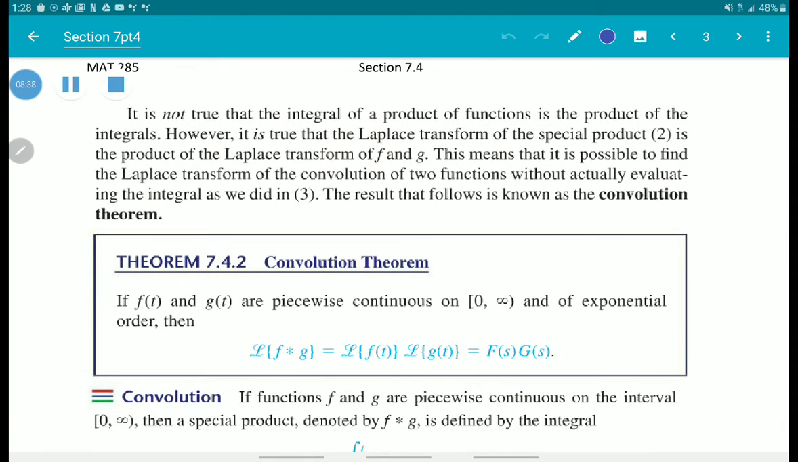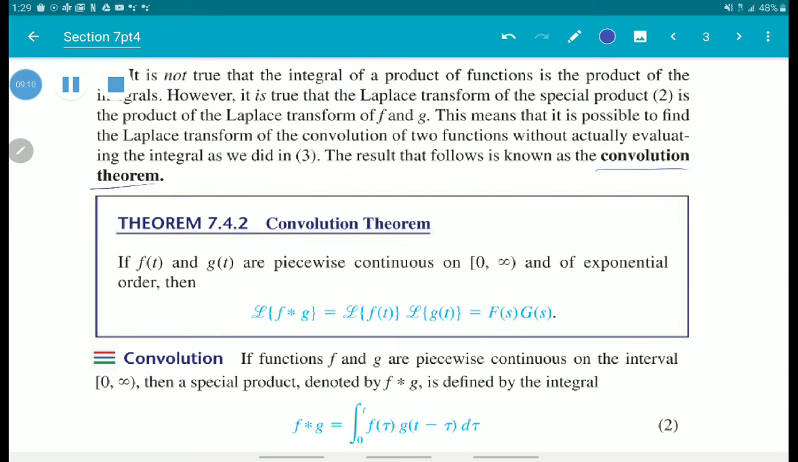In general, it's not true that the integral of the product of our functions is the product of the integrals. We said the Laplace of a sum is the sum of the Laplaces, but that's not necessarily true for multiplication. If we change this to a multiplication, that's not going to work. However, there's a special product, and that special product is called a convolution.